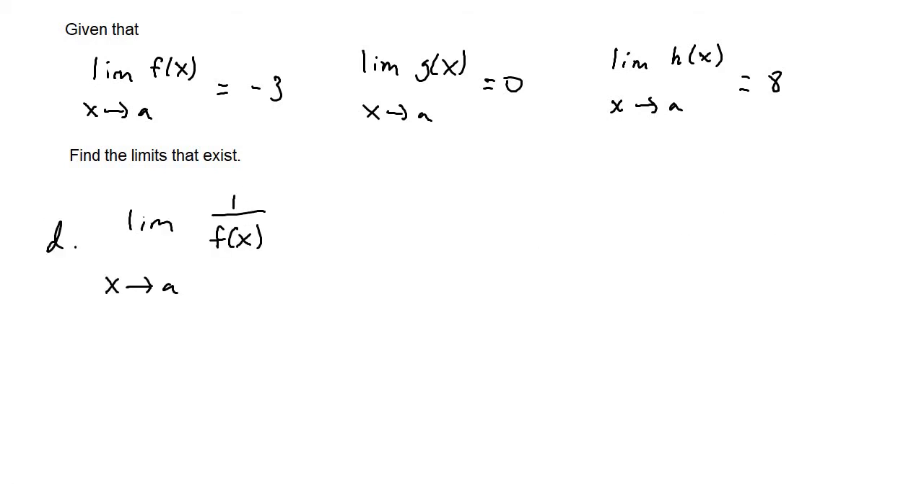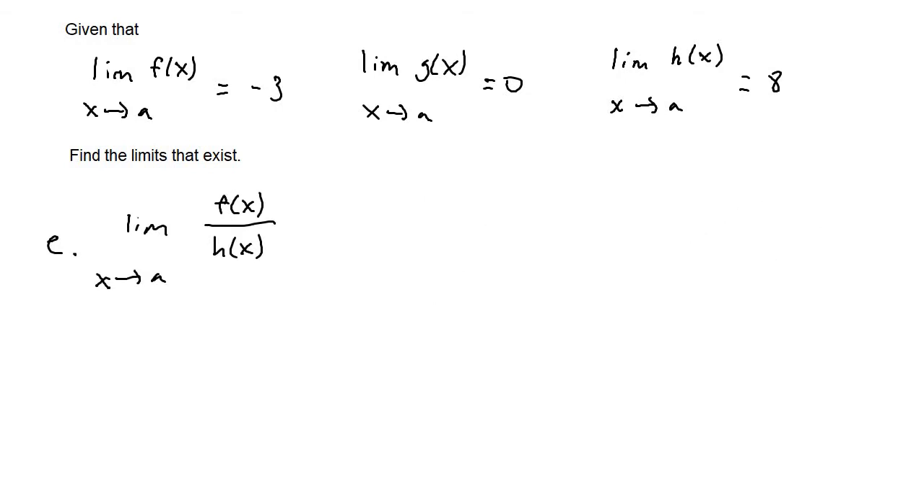Now for letter D, we have the limit of 1 over f of x as x approaches a. Now realize that 1 is a constant, f of x is the function. We're not really trying to take the limit of 1, we're trying to take the limit of f of x. So we can put 1 outside of the limit and say 1 over the limit of just f of x as x approaches a. So then we get 1 on the numerator, and then the limit of f of x as x approaches a is obviously negative 3, so our final answer is going to be negative 1/3.